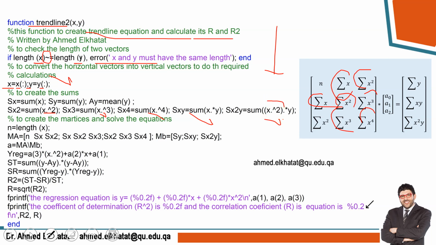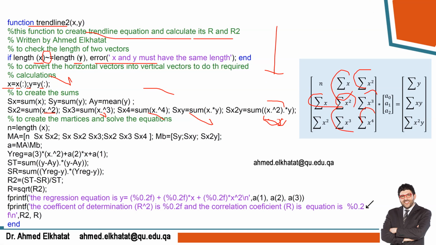Notice that here we make the square with a dot, so we have two dots here. This one is for x to make it squared, and this one is to multiply this part by y. Okay, now we finished the definition of the items. Now we can create the matrices. So now n is the length.